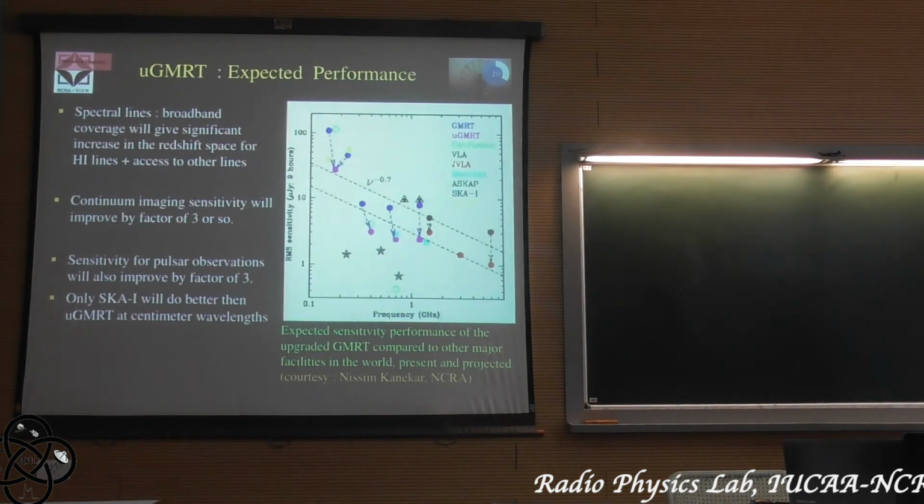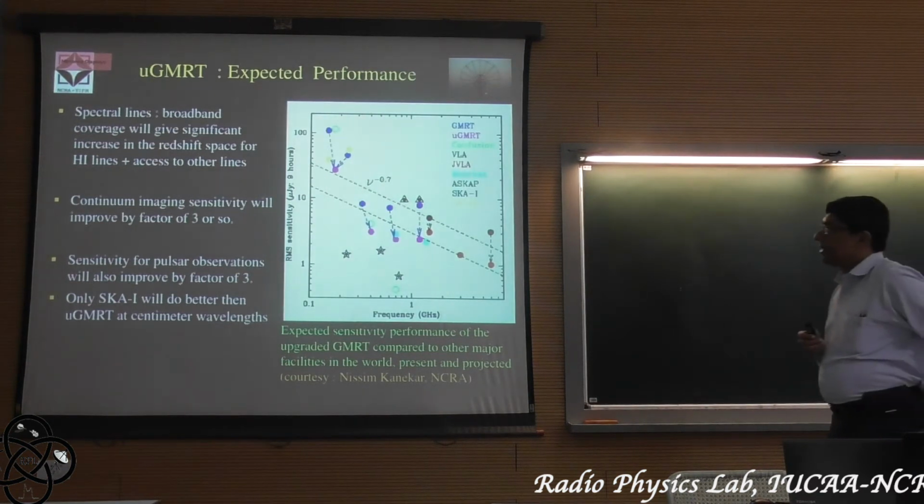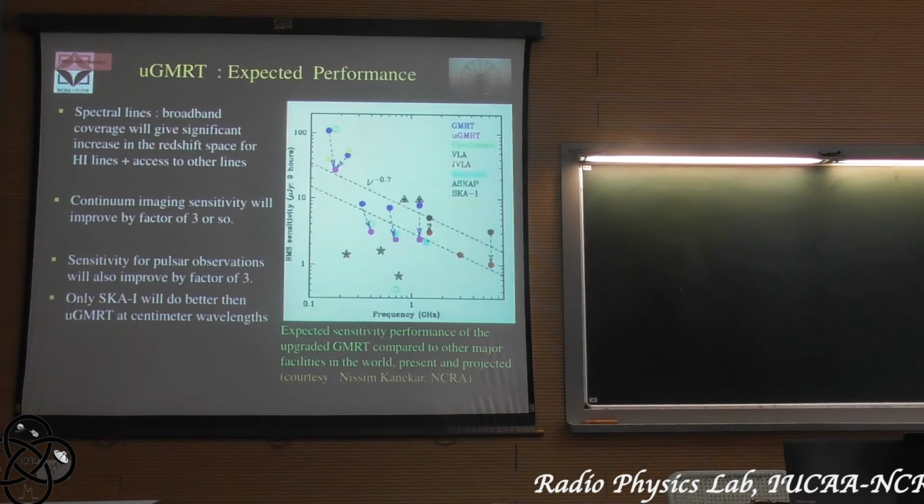Okay, so where do we expect the upgrade to take us? This is a plot, a measure of the sensitivity. So you see the same micro-Jansky coming up that we saw. It tells you that if you observe a source for 9 hours and do this aperture synthesis and make the image, then what will be the RMS noise in that image? Okay, and it shows that on one axis and the frequency on the other axis.